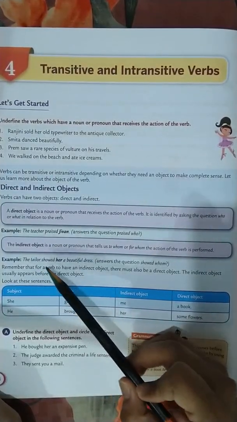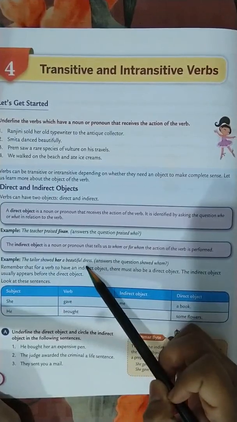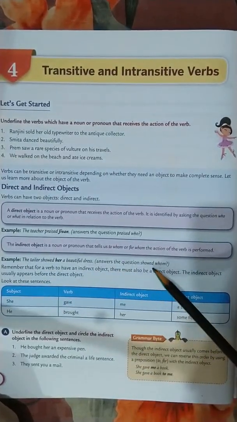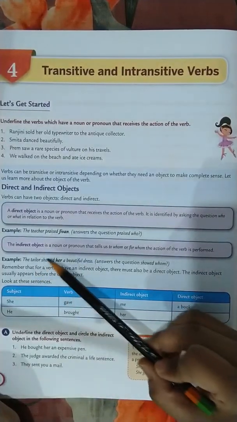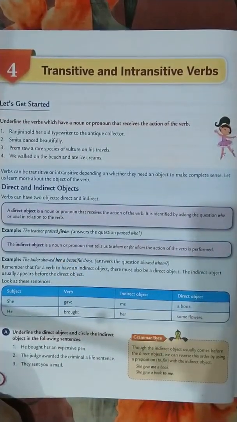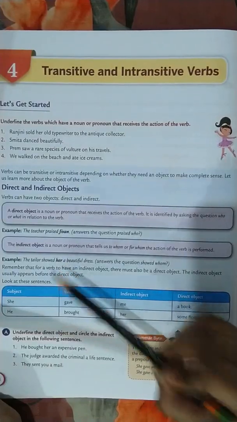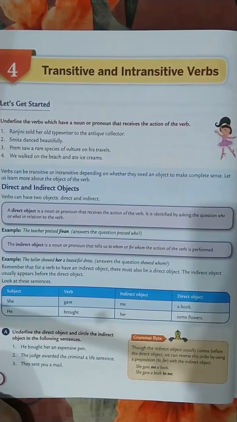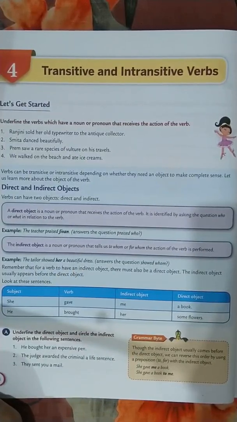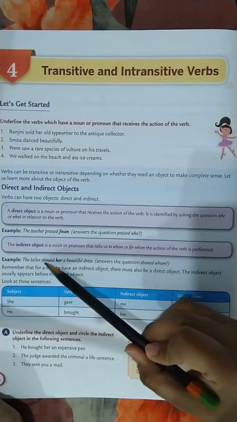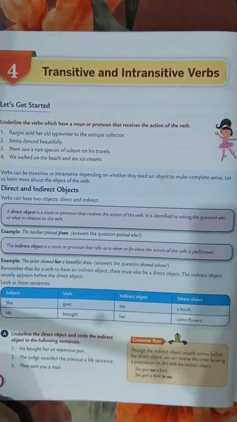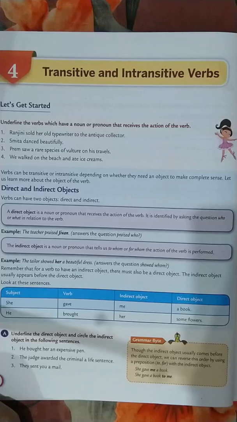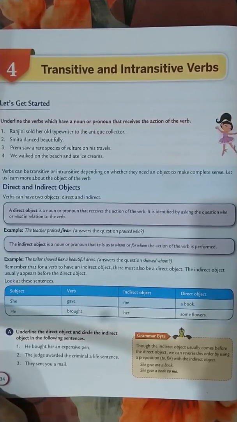See the example: the tailor showed her a beautiful dress. Now it answers the question: showed whom? If you leave this one and read, the tailor showed a beautiful dress, the question arises: showed whom? So the tailor showed her, or the tailor showed Sheila. It can be a noun or pronoun.